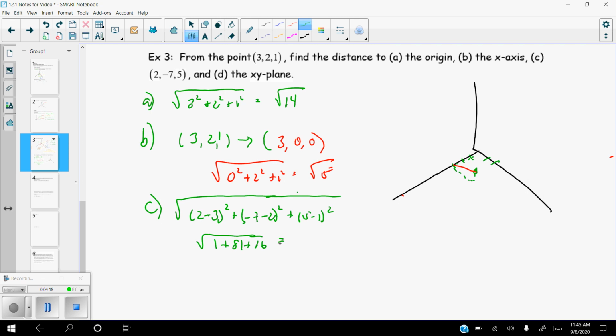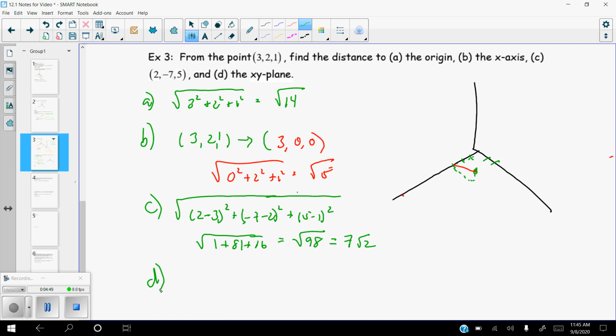So we should get 1 plus 81 plus 16, which is 98, so the square root of 98. And that is perfectly acceptable as an answer. You could simplify that because 49 is a perfect square, which goes into that. So that would be 7 root 2. Square root of 98, 7 root 2, exactly the same answer. The only reason you would ever have to give me 7 root 2 is if I told you to simplify completely. Otherwise, root 98 is perfectly fine.